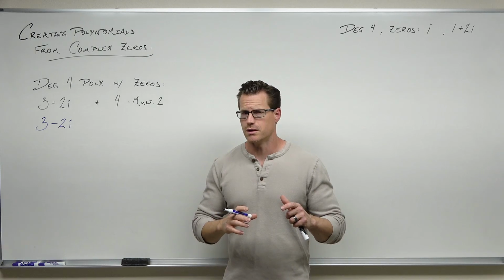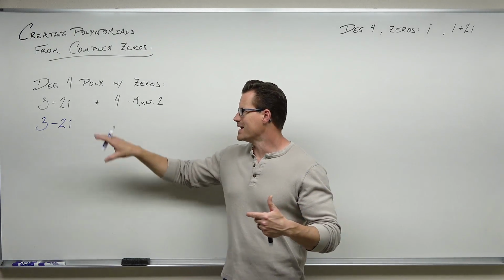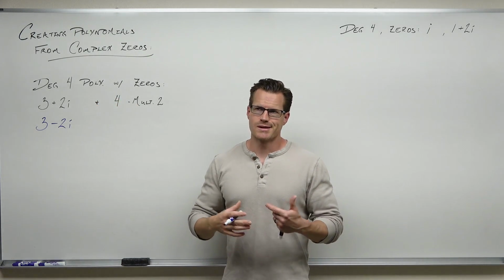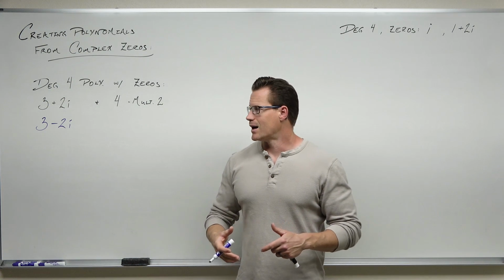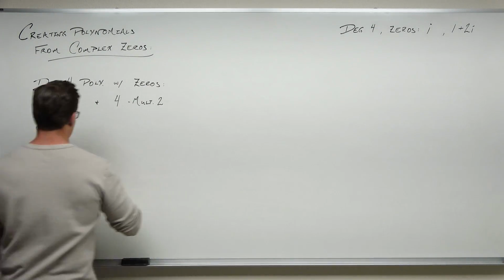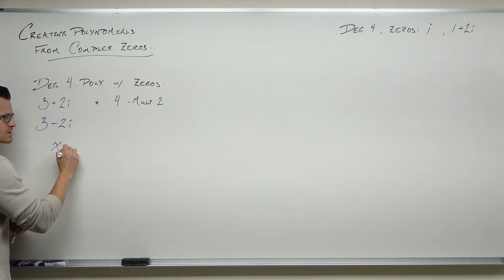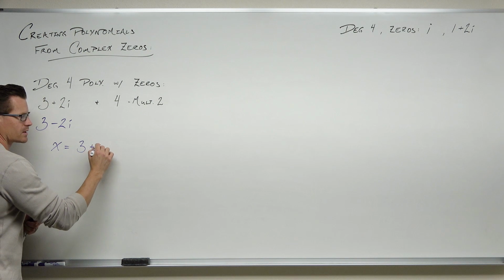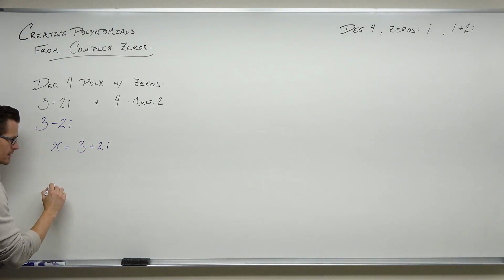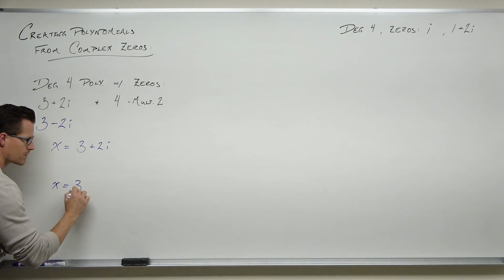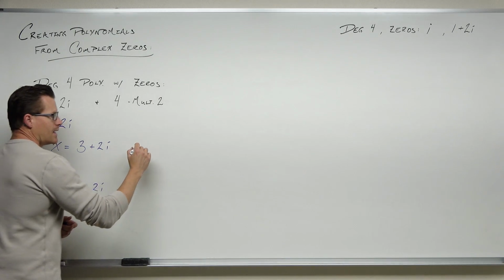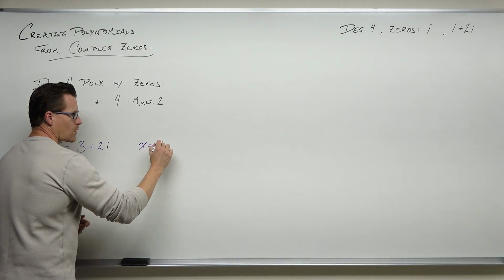So here's what I want you to do. I want you to make each of these solutions an actual solution. For instance, I want us to say, hey, x is going to equal 3 plus 2i. And x is going to equal 3 minus 2i. And x is going to equal 4.